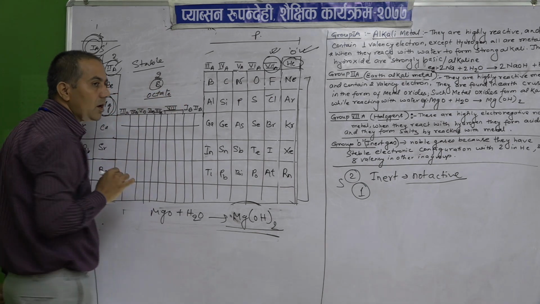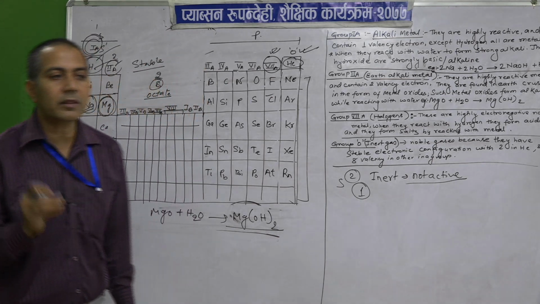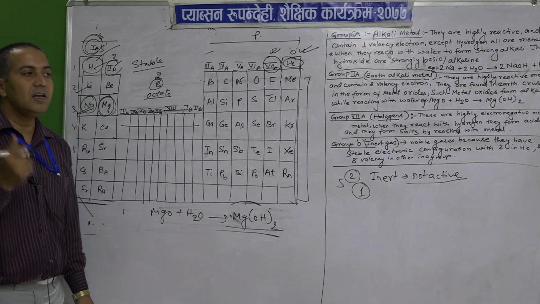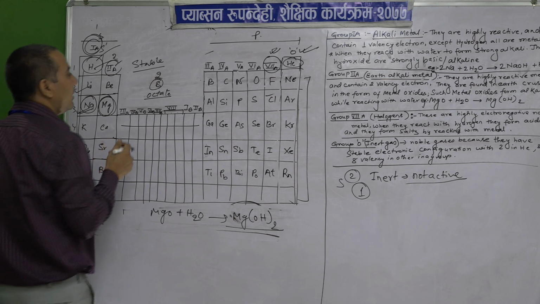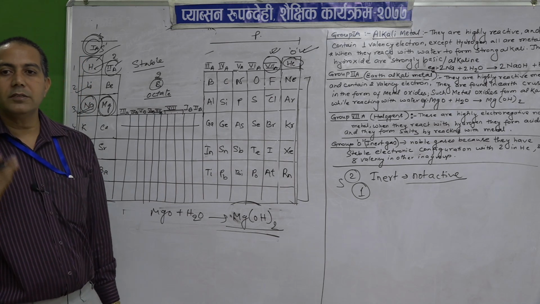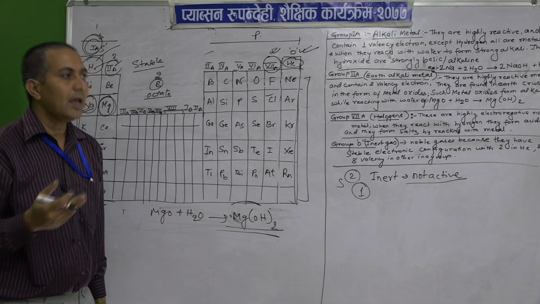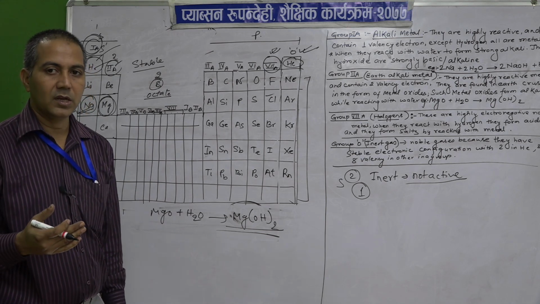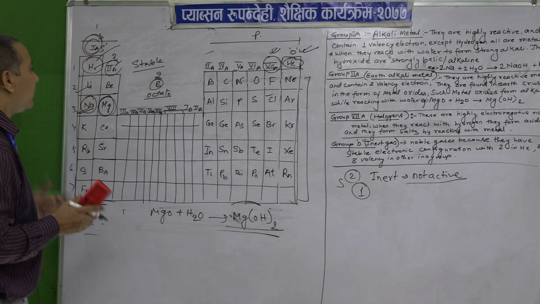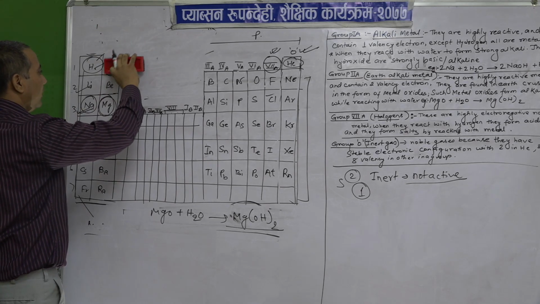Octet. Why octet? Because the outermost shell contains a fulfilled number of electrons. They have 8 electrons except helium. Therefore, they are called inert. Why are they called inert? Because they have a fulfilled outermost shell and they are inactive, not active in chemical reactions. Therefore, they are called inert gases. So, till here I think you are somewhat clear.